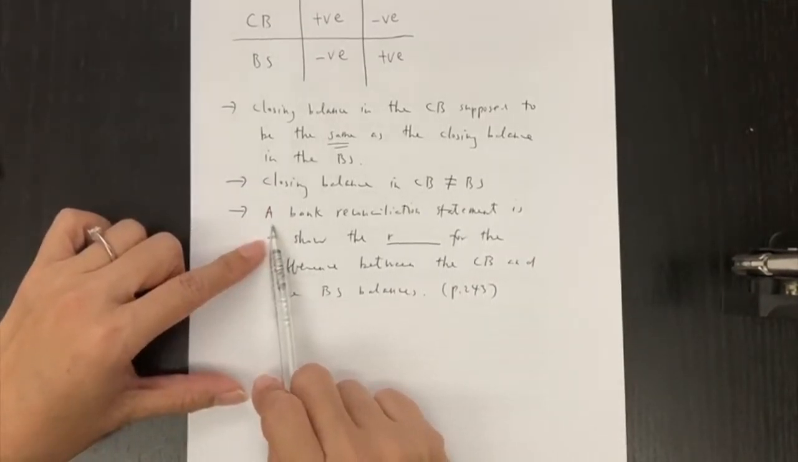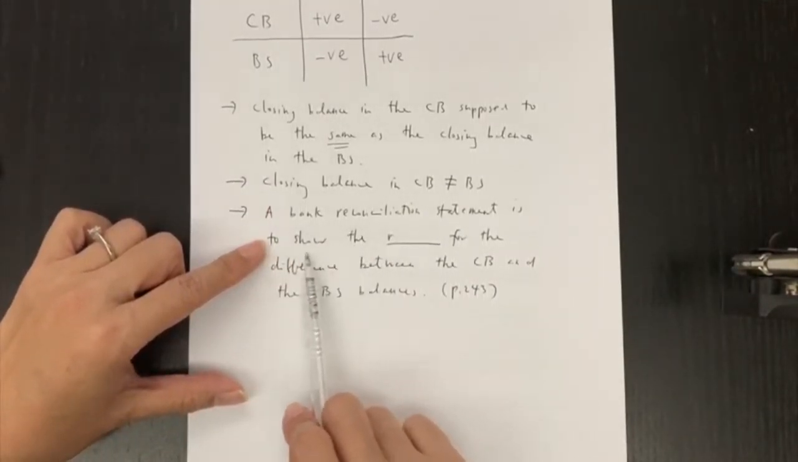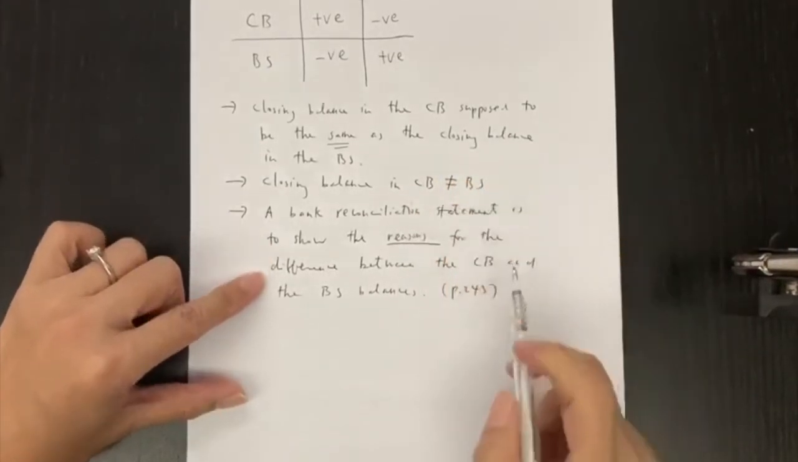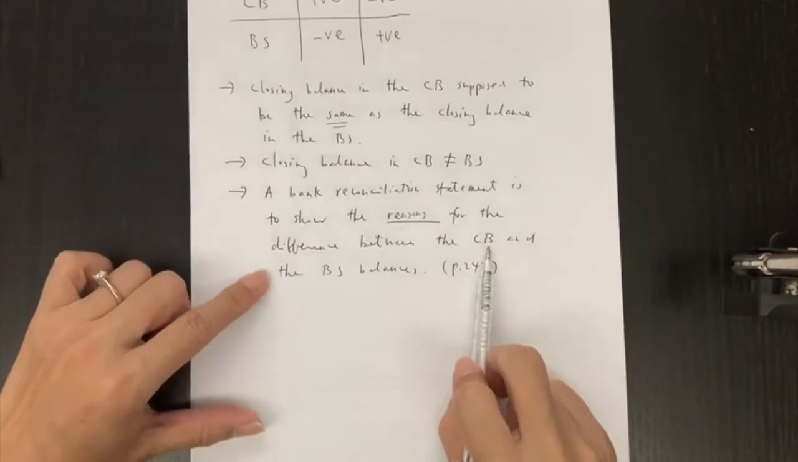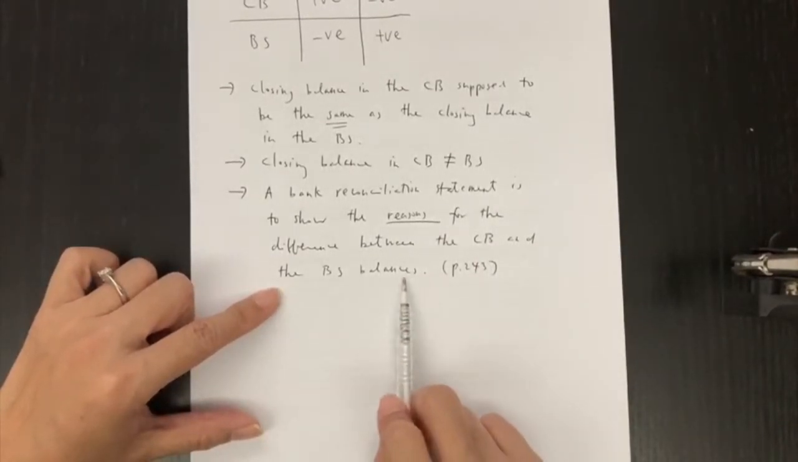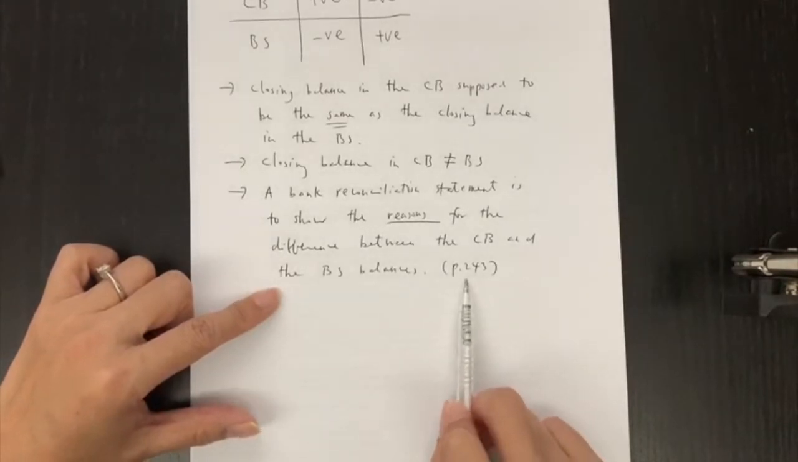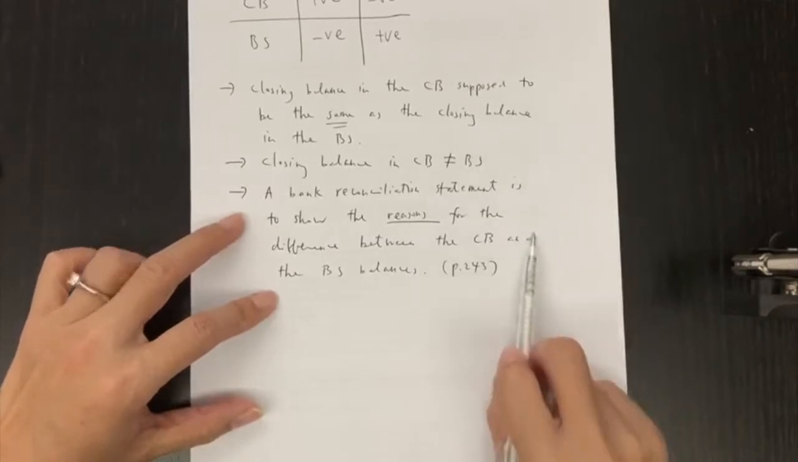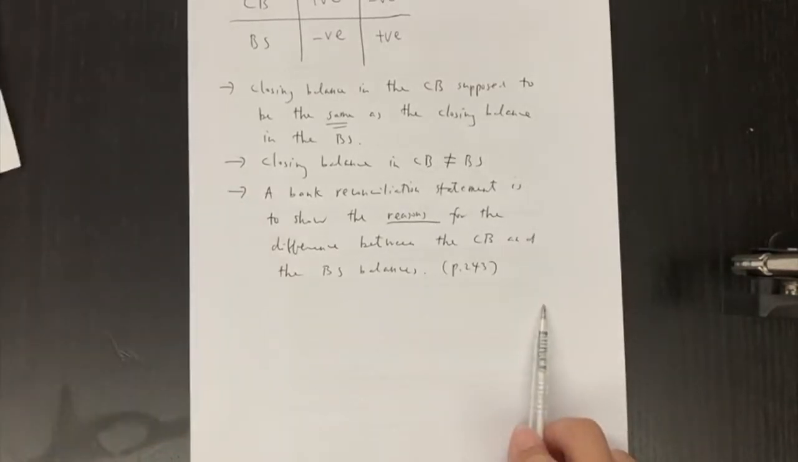Because chapter 7 is to explain and find out the reasons why the closing balance in the cash book and the closing balance in the bank statement are not the same. If you refer to your textbook on page 243, you will have this meaning of bank reconciliation statements.